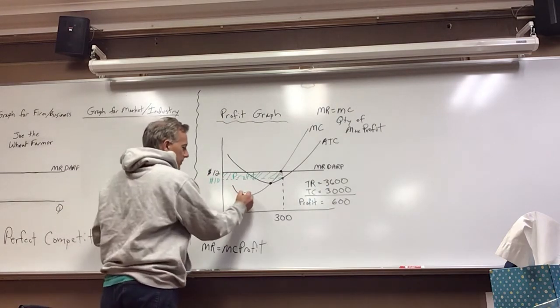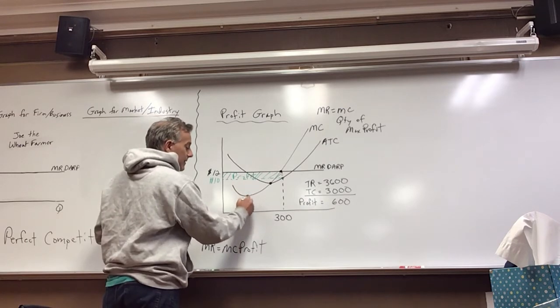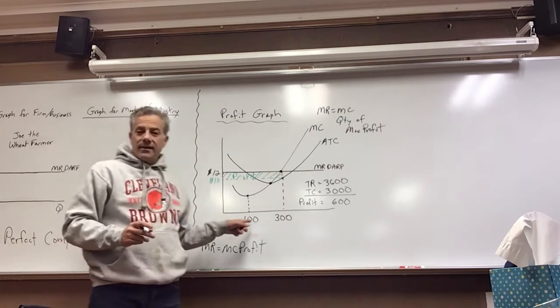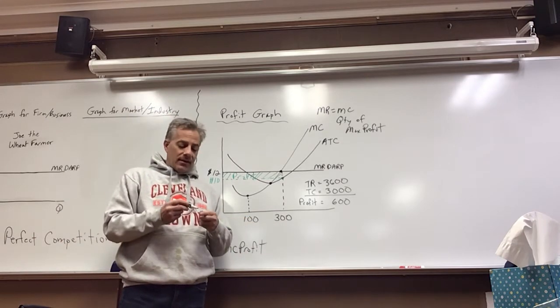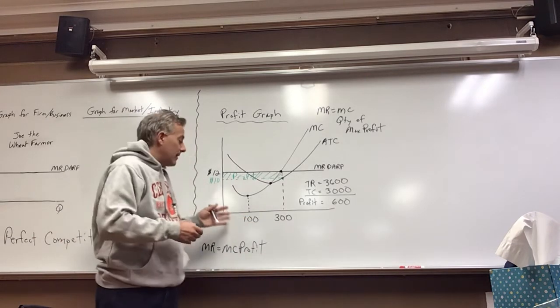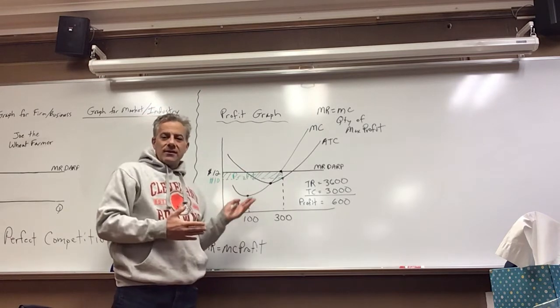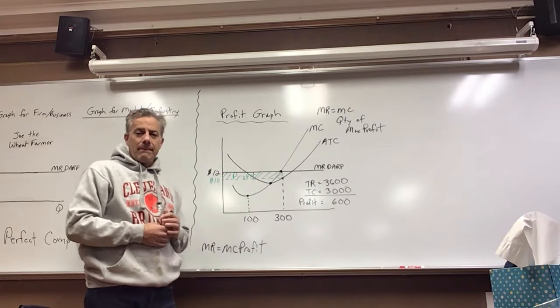Also want to make sure that we understand that this point has some significance. Let's say this is 100. That's the quantity of diminishing marginal returns. That simply means that after this point, my profit per unit starts to decrease, okay?